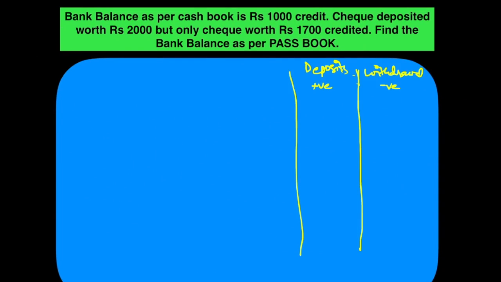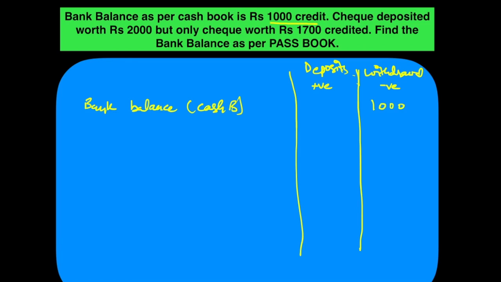The question says bank balance as per cash book is rupees 1000 credit, which means there is a negative balance in cash book of rupees 1000. So let's write it down. Bank balance as per cash book is rupees 1000 credit, which means it is negative balance at the end of the year.